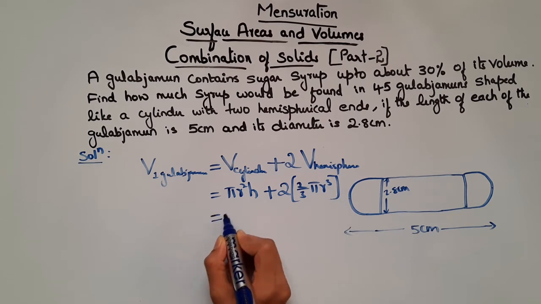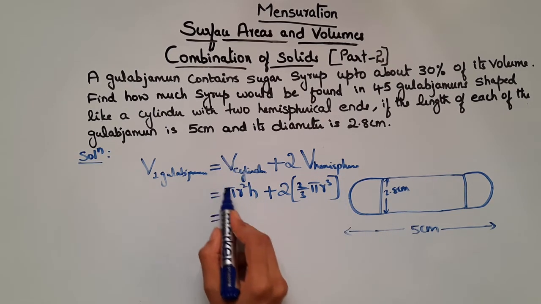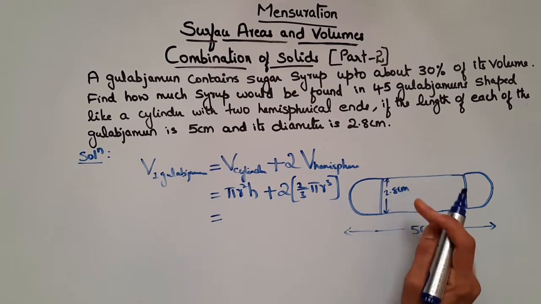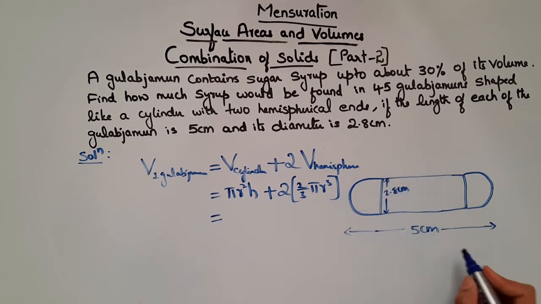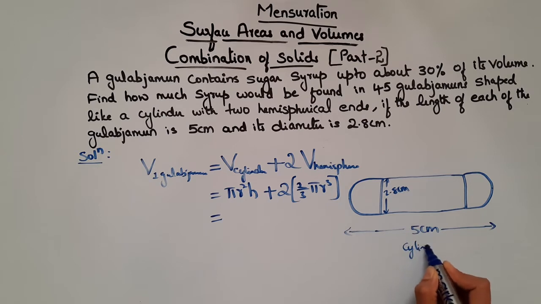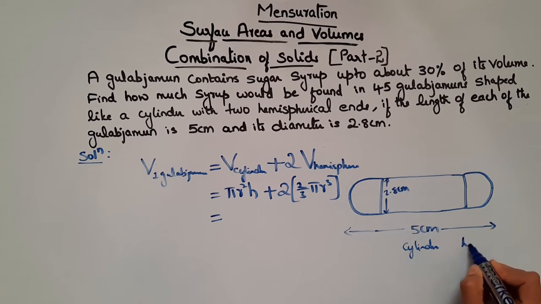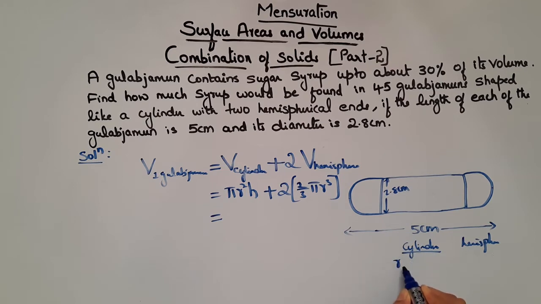Which is equal to, now what is r? R is the radius of this cylinder. If 2.8 is the diameter, now what is the r? So let's write here. So cylinder and we have hemisphere. So radius of cylinder is 2.8 by 2, that is nothing but 1.4, right, centimeter.